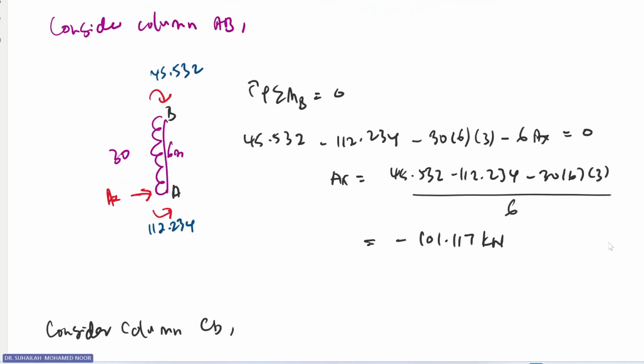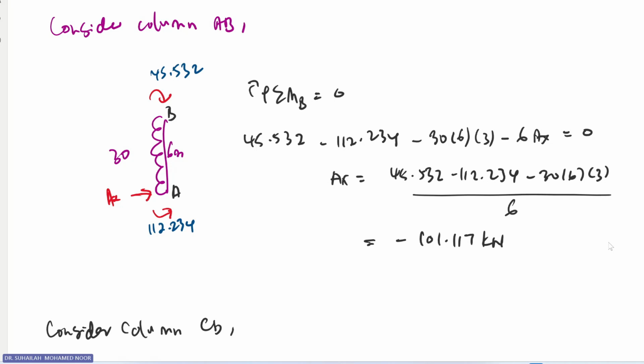From this element, column AB, by applying moment at B, total moment at B equal to 0, we will get the AX value. This is just like we calculate reactions in a simply supported beam. The difference is the beam is a horizontal member, and this AB is a vertical member, a column. So from that we can get the AX value.